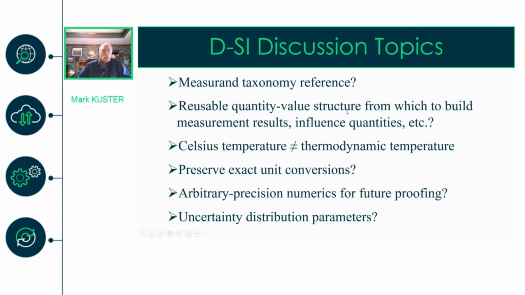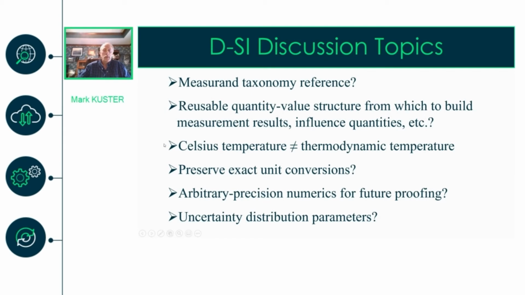So in view of that, we throw out here a few possible topics for discussion, such as the taxonomy, what its structure might look like and where it might be hosted. Perhaps to talk about a reusable quantity value structure, a base class, for example, from which to build further classes such as measurement results, influence quantities, etc., rather than a flat file format as we see in the current proposal.